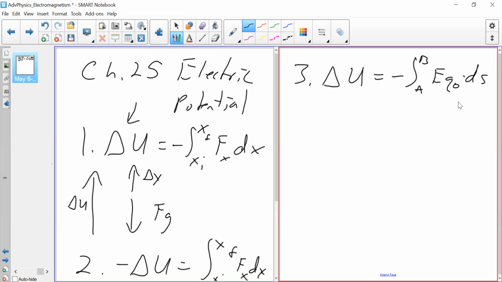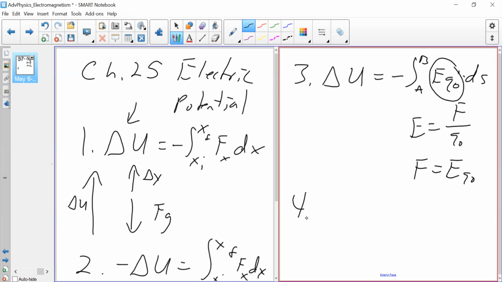It's a line integral. Why do we get this? Because we know that electric field is force over Q naught, and force is E times Q naught, or Q naught times E. It's this. So I go one step further, and my delta U will be equal to negative Q integral E dot ds from A to B. So I'm going to be integrating from A to B. This comes out to B. So this E is going to come out of the integral. We know that.